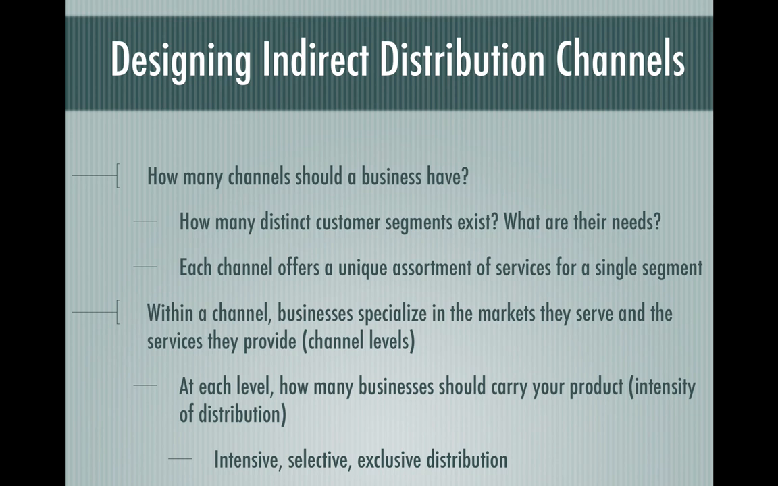So when we get into the growth stage of the product life cycle, then a business usually has to consider indirect distribution channels. And here there are some important design issues. Two of the more important ones are how many different channels should a business have, as in direct versus indirect, and then within a channel, how many levels should there be? So let's talk about these issues. The number of different channels is really based on how many customer segments there are in the market, because each segment has a unique set of needs, and each channel offers a unique set of services to meet the segment needs.